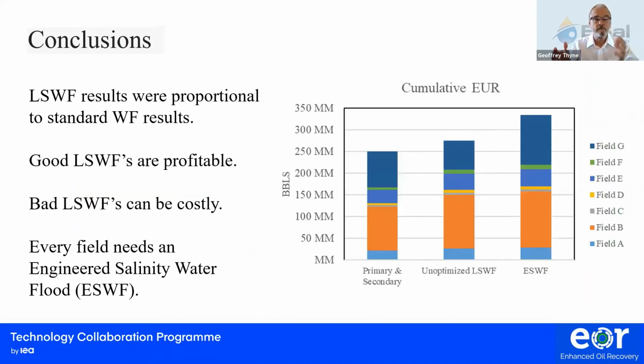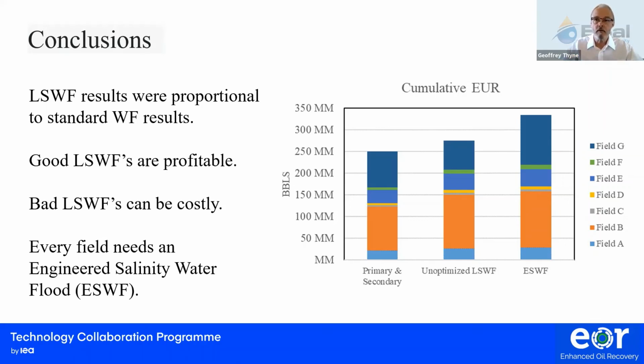So what did we learn out of all this? The diagram over on the right-hand side has three columns, primary and secondary, that is operating the field the way you normally would. This unoptimized low salinity water flooding, which overall did produce more barrels of oil. You can see we went from about 250 to about 275 million barrels of oil by the time these fields have reached their economic life. That's a modest improvement. The OOIP for these 7 fields was about 1.2 billion barrels. So 25 is not that exciting.